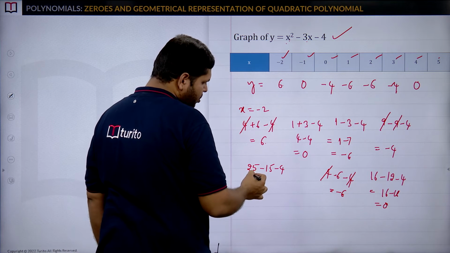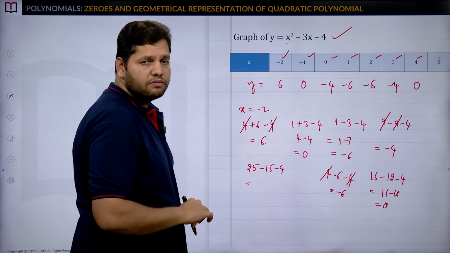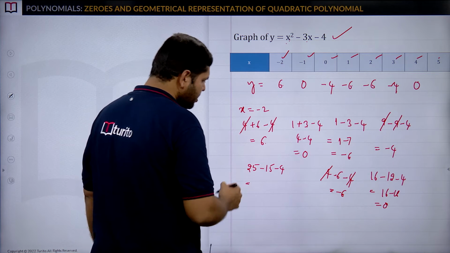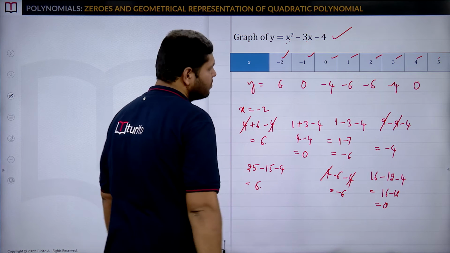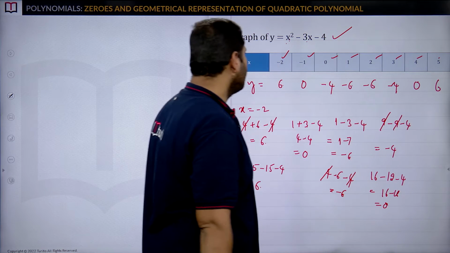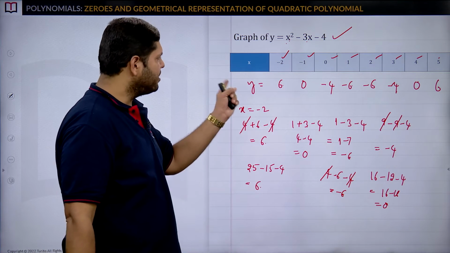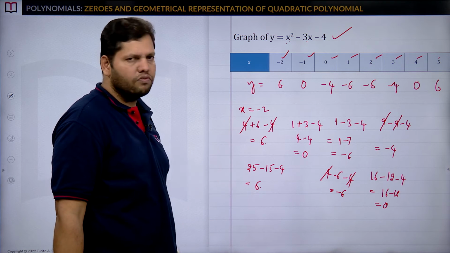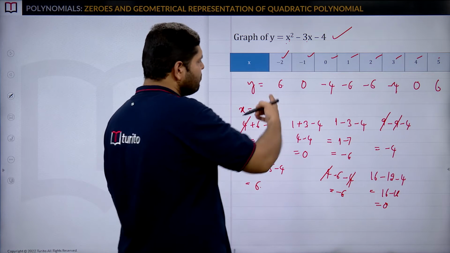So what we can do, 25 minus 15, what is the value, children? 10. 10 minus 4, it is what? It is 6. So this value, how much? 6. See children, I am substituting all the x values, which are minus 2, minus 1, 0, 1, 2, 3, 4, 5. Then I got the list of the y values.